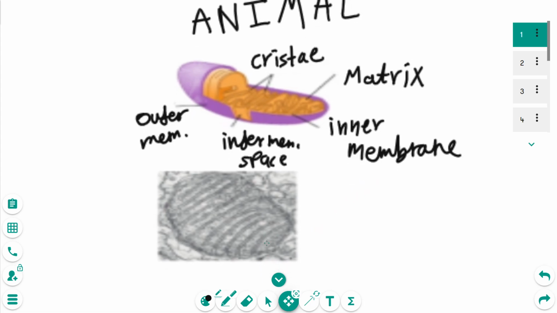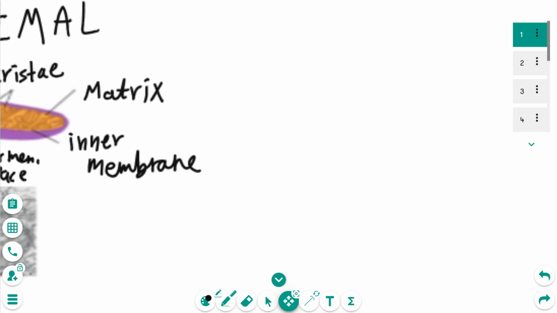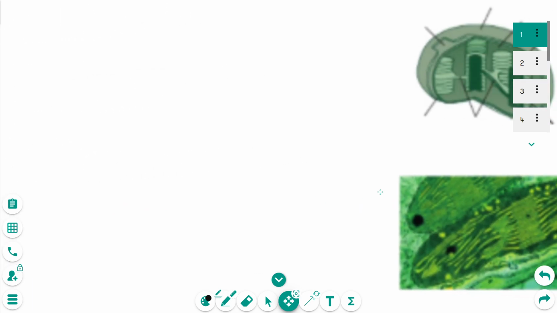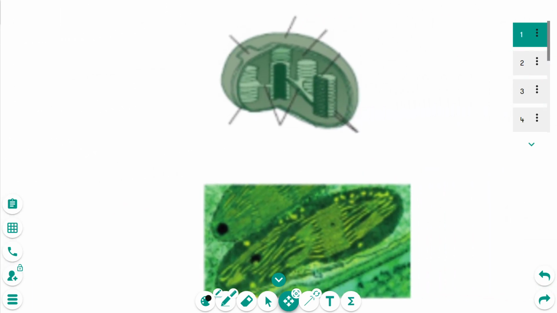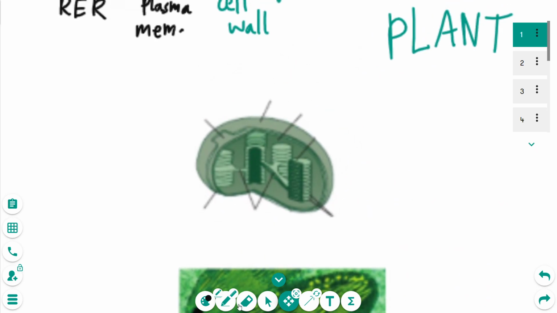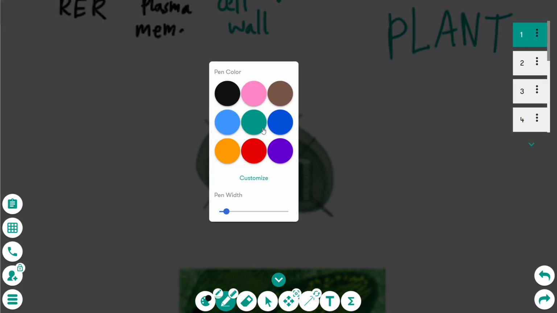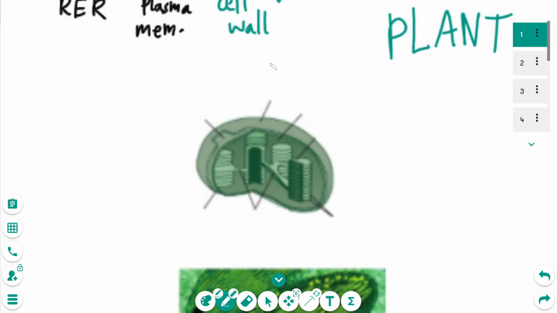And this here is just an electron micrograph of the mitochondria. I've also forgotten to mention there are different types of electron microscopes. I'm not going to go into much detail because of time, but there's more in your textbook about the different types of electron microscopes. So now we move on to the chloroplast.